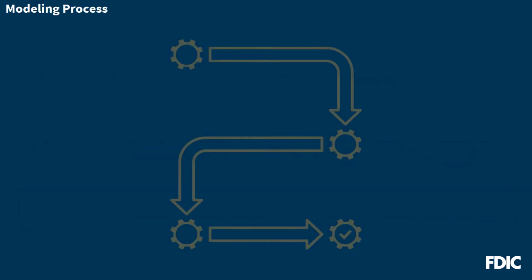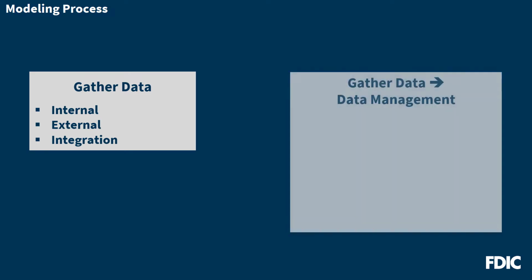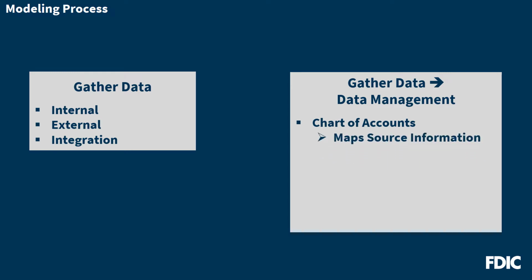Let's start by talking about the modeling process. The modeling process follows several steps, which begin with gathering data. Gathering data can be a complicated process since there are often numerous sources and methods. It could include downloads from the internal loan and deposit systems, external feeds for the investment portfolio, and integrations with the general ledger. Data management involves developing a chart of accounts that maps the various sources of information into the models.